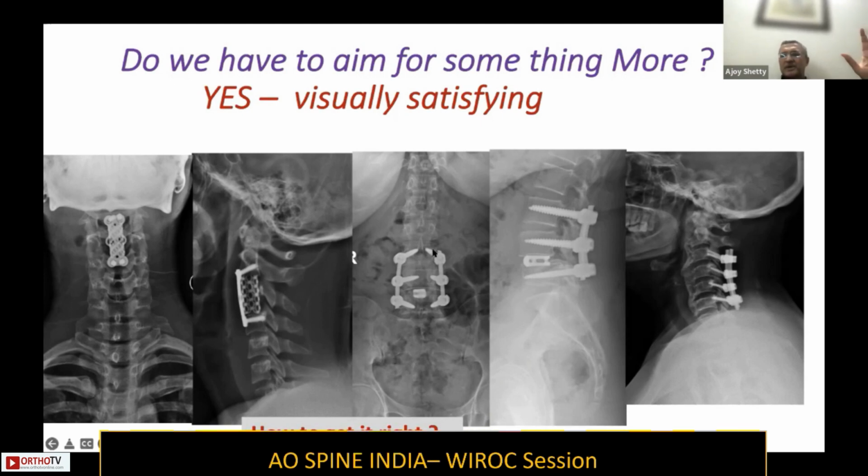Coming to the pedicle screws, how to get them symmetrically right, how to get them parallel to each other. One of the simplest ways, especially in the thoracolumbar areas, is to direct your screws towards the opposite transverse process. If you direct your screws towards the opposite transverse process, usually the screws are parallel to each other, and therefore they look aesthetically quite much better. Therefore, that's what we should aim for.